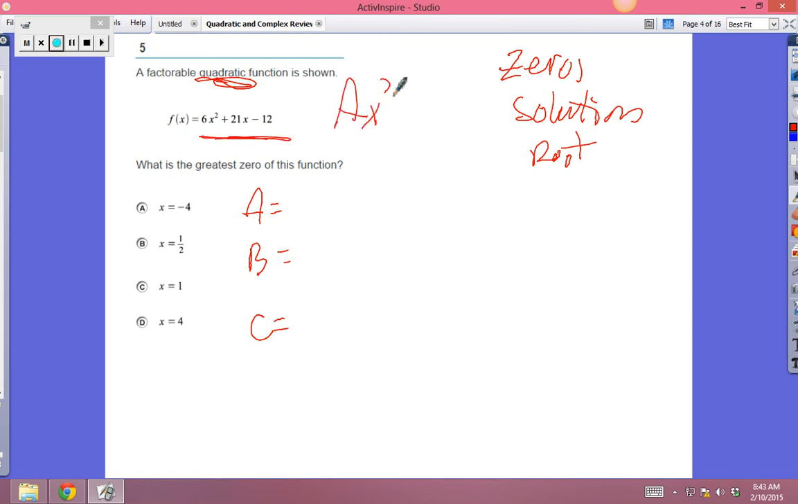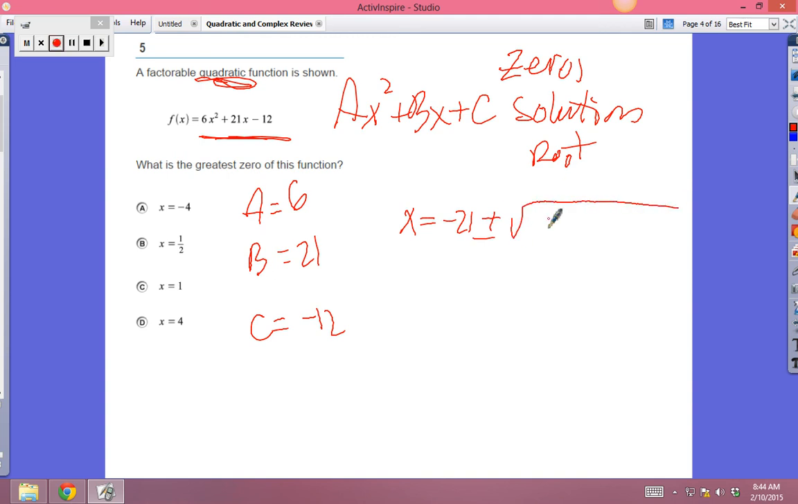The A is how many squares you have, the B is how many x's you have, and the C is how many ones you have. So A is going to be 6, B is going to be 21, and C is going to be negative 12. Then you just plug them in. X equals negative B plus or minus the square root of B squared minus 4 times A times C, all divided by 2A. So now I'm going to change this to a number. Just type that in on your calculator.